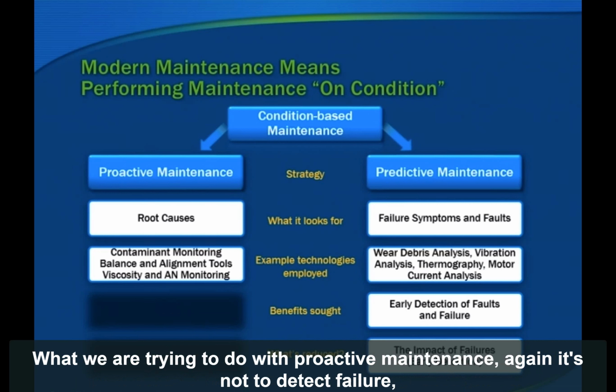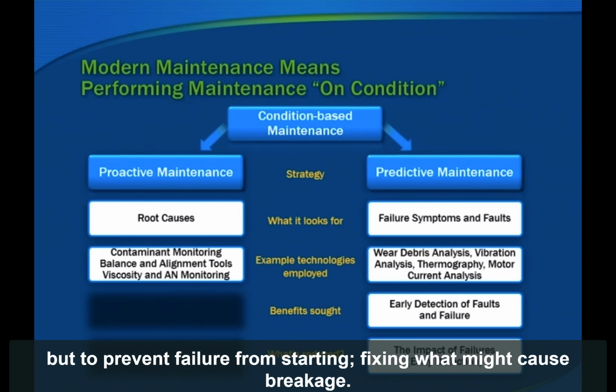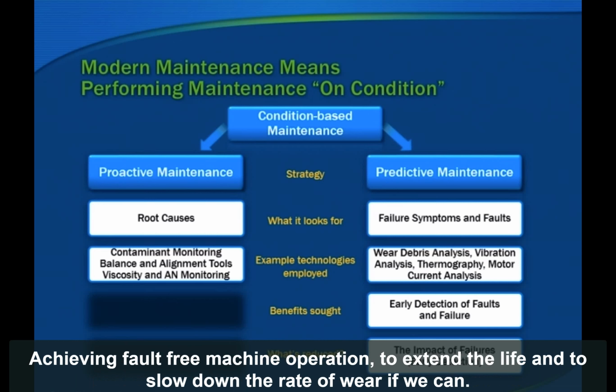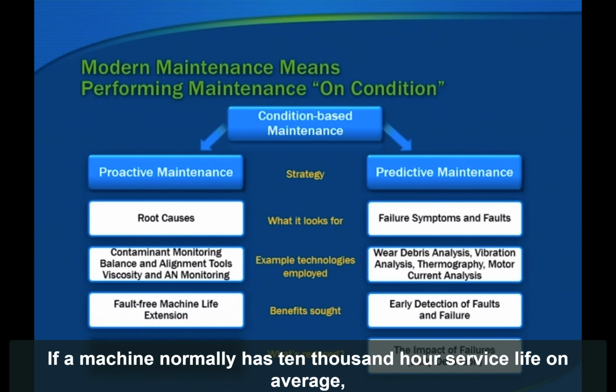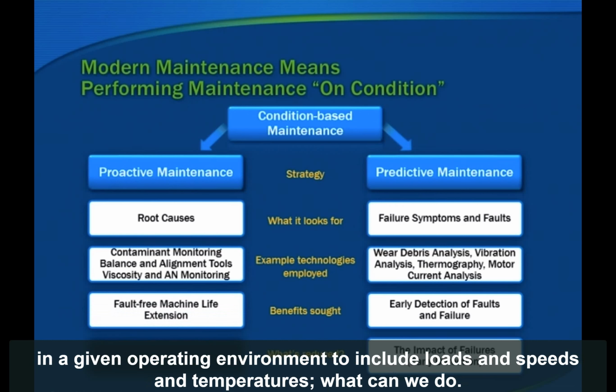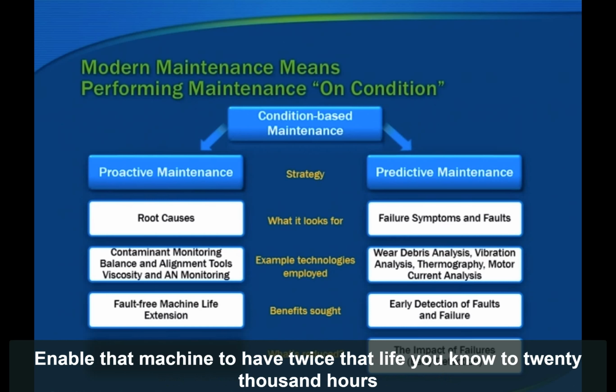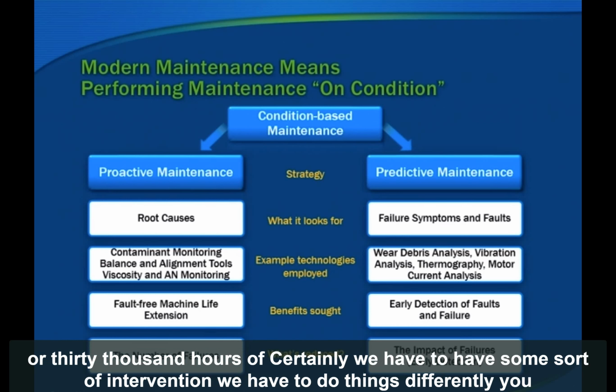So what we're trying to do with proactive maintenance, again, is not to detect failure, but to prevent failure from starting. Fixing what might cause breakage, achieving fault-free machine operation, to extend the life, to slow down the rate of wear if we can. So if a machine normally has 10,000 hour service life on average in a given operating environment, including loads and speeds and temperatures and these sorts of things, what can we do to enable that machine to have twice that much life, 20,000 hours or 30,000 hours?